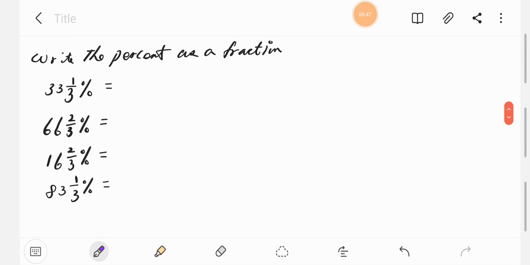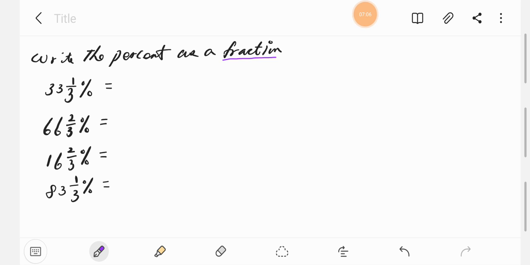Okay, write each percent as a decimal or as a fraction. In this case, 33 and 1/3. 1/3 is 0.3333, right? So it is hard to write in decimal. So let's write this one as a fraction.